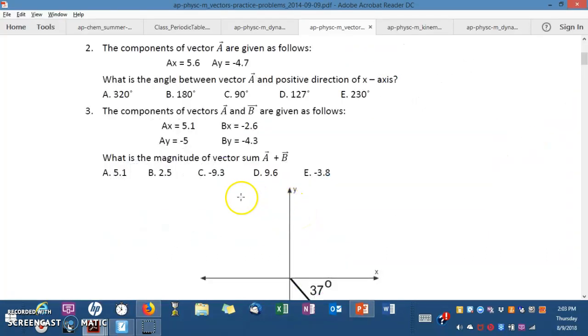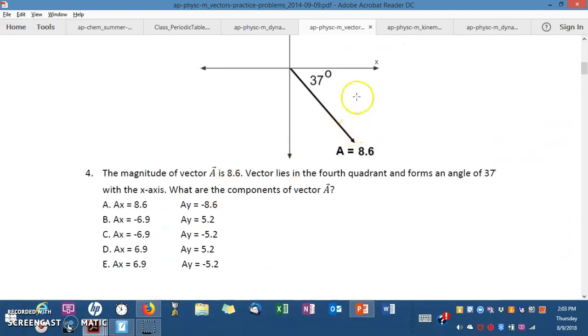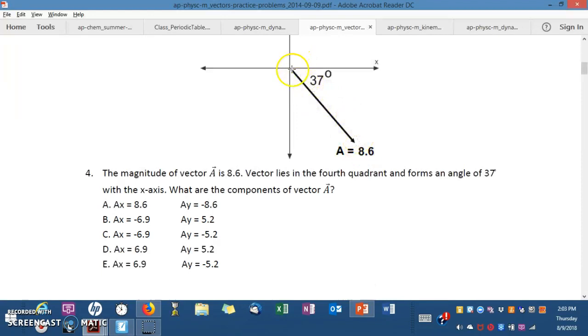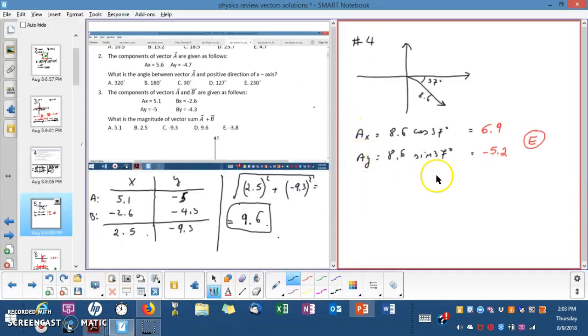Then number 4 says, okay, here you have this picture there. You have vector A, you have the magnitude of it, you got your angle, and they want to know the components of A. Well, that's super easy because you take your A. So the component along X is going to be your 8.6 cosine, because that's your angle there. So cosine is this one, and your Y component is going to be your sine. So if you do everything like you should, cosine and sine, A is going to be your answer.